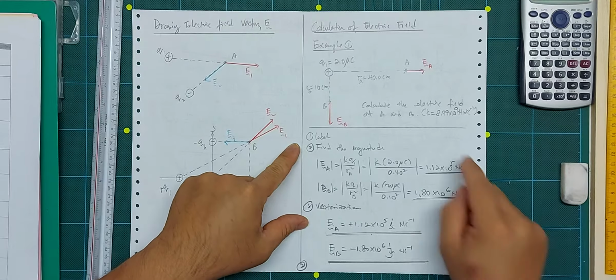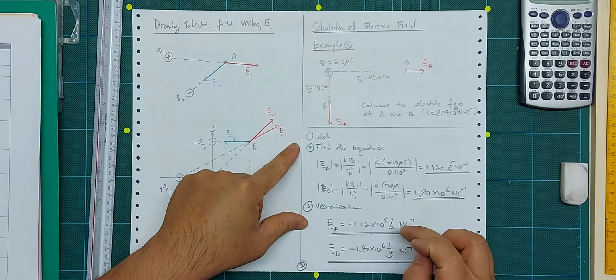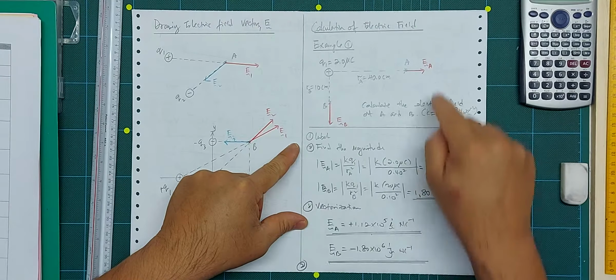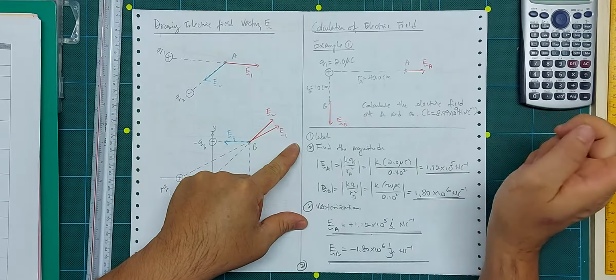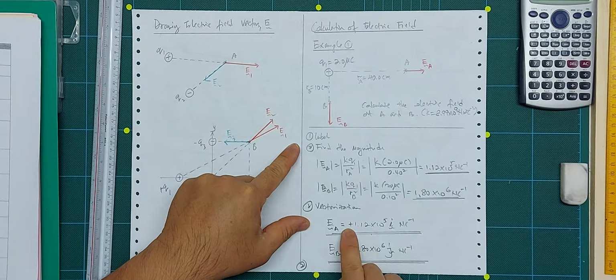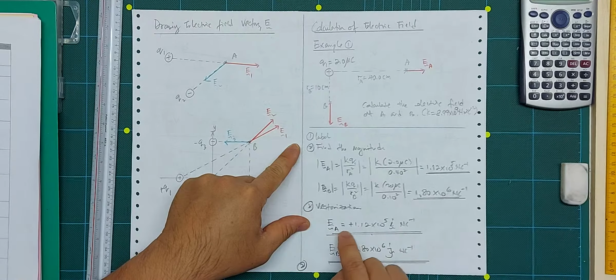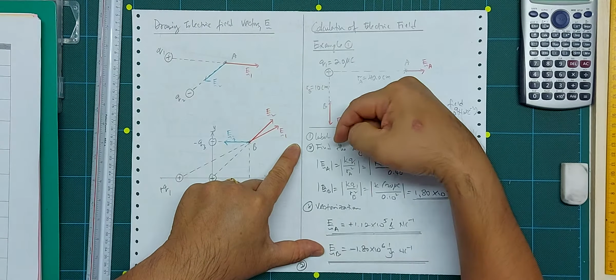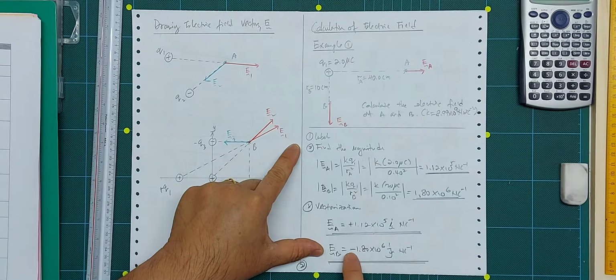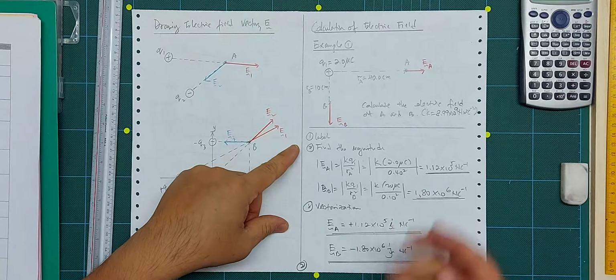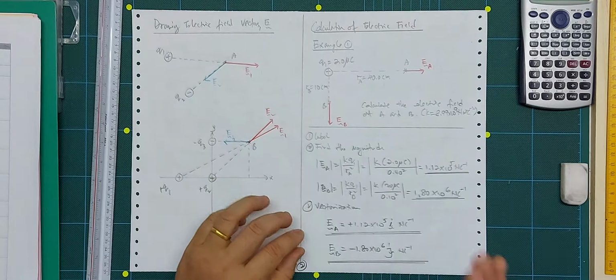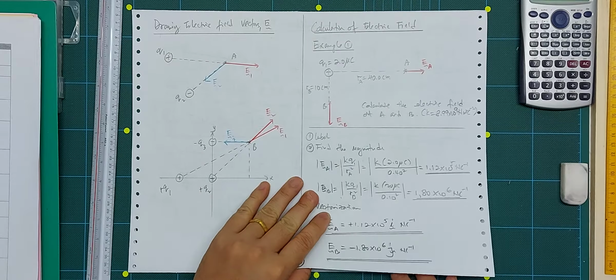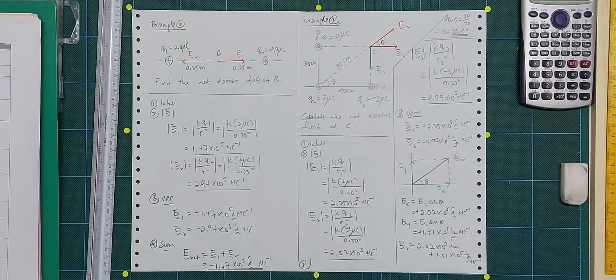And after you calculate the magnitude, you get the vectors. Okay, vectors. EA pointing to your right hand side, that one is positive i. So EA equals positive 1.12 times 10 to the power 5 i. And EB pointing down, negative y, so we have negative j. Okay, so that is example 1. This is a very straightforward and very easy example. Alright, now come to the next one.